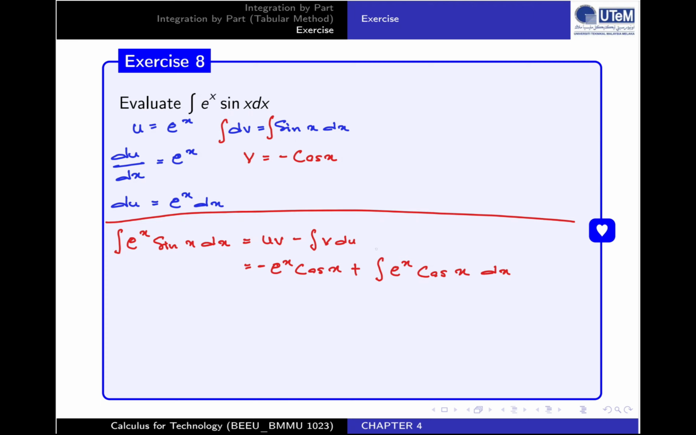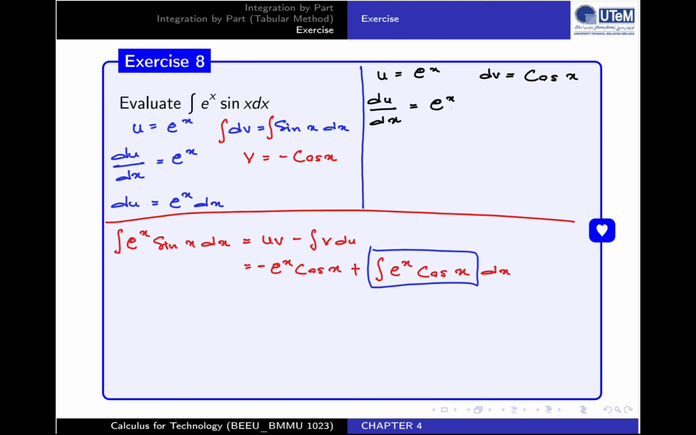So if we can see here, this one still involves product of two functions, so we need to solve one more time here, which is u equal to exponent x, dv equal to cos x. So du dx equal to exponent x, du equal to exponent x dx.